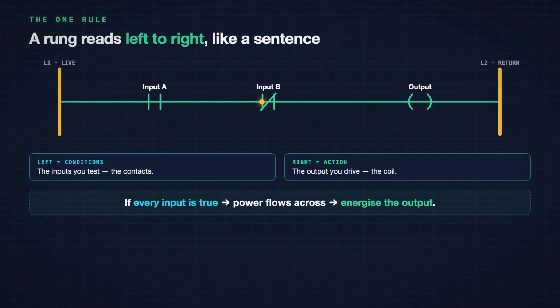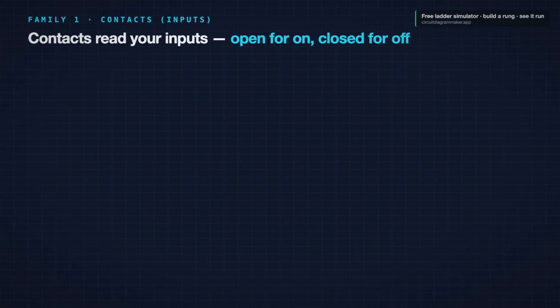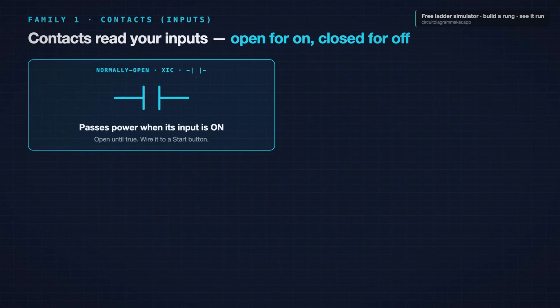Family 1, contacts. These are your inputs, and they always sit on the left of the rung. A contact does one thing. It either passes power or it blocks it. The first is the normally open contact, 2 vertical bars drawn as a gap. In Allen Bradley terms, it is XIC, examine if closed. It is open until its input is on. Wire it to a start button, and pushing the button lets power through. So a normally open contact means continue the rung only if this input is true.